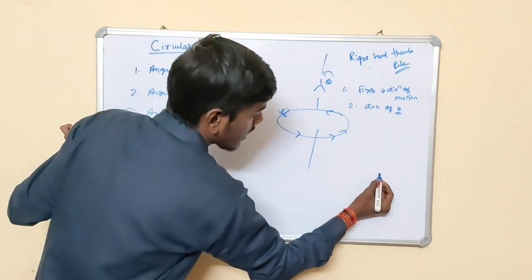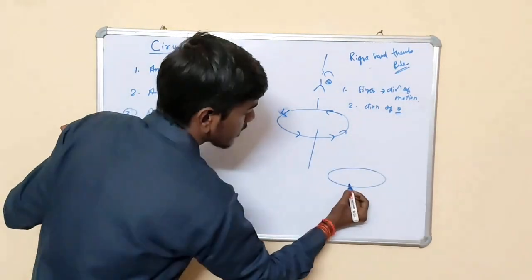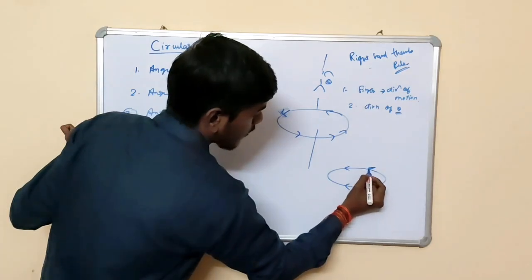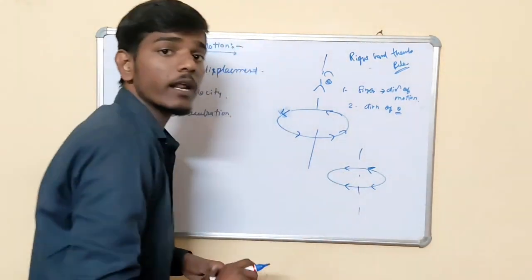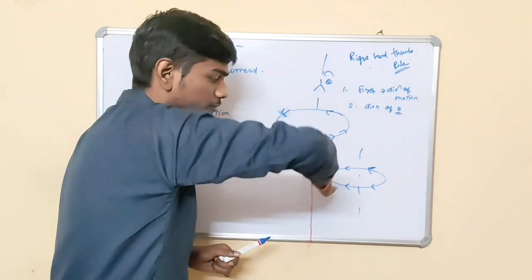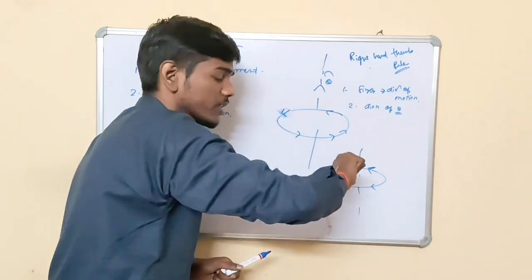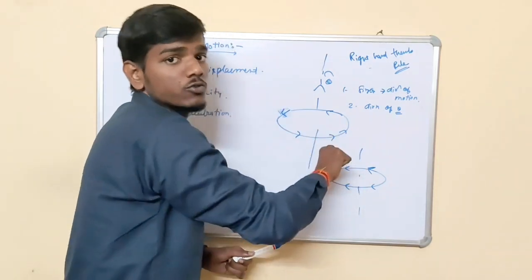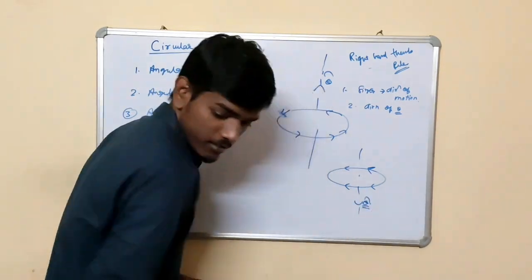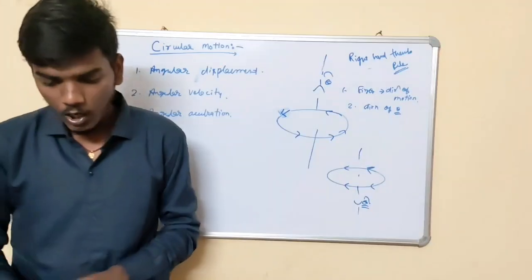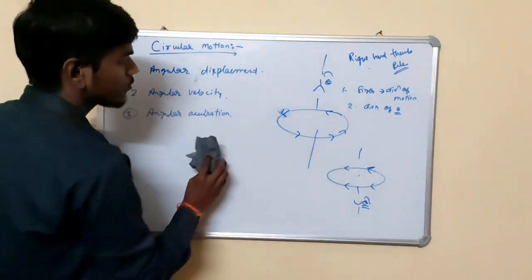And another one, if our object is rotating like this, what will we do? Again we will curl our fingers. If I curl my fingers like this, my thumb goes downward into the board. So here the direction of theta will be like this. Now let's move to the next point.